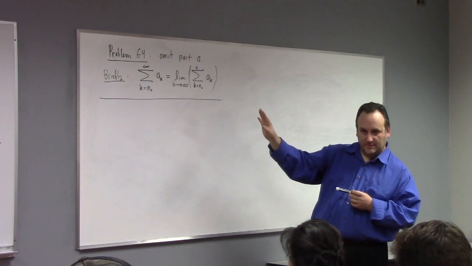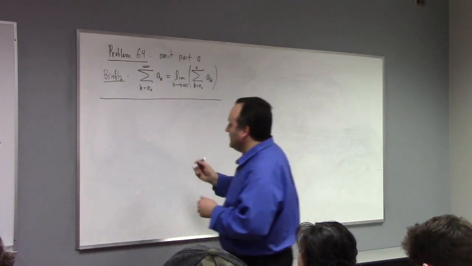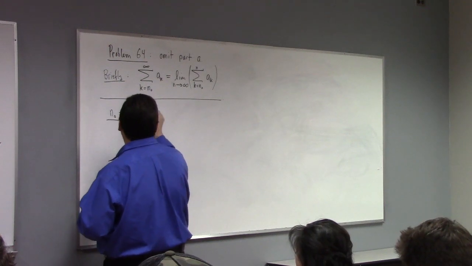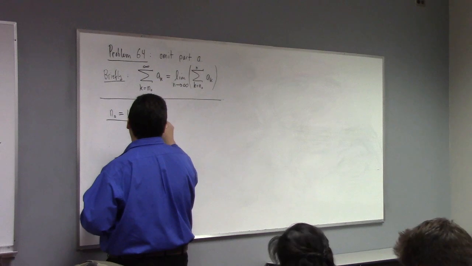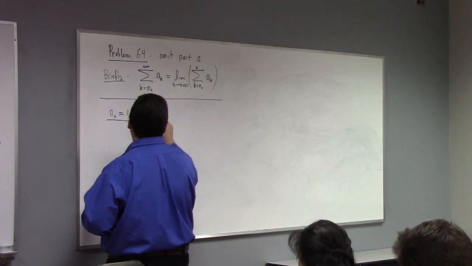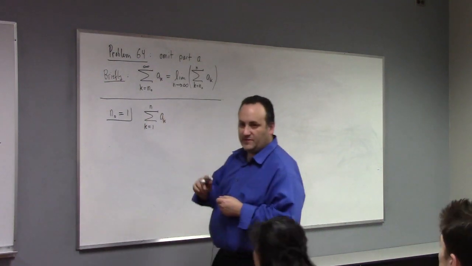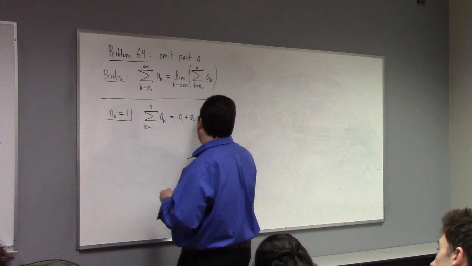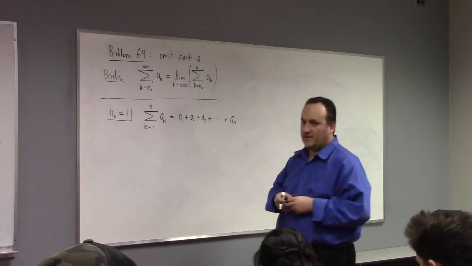So let me just strip off the n naught here for a second and make our life a little bit simpler. If n naught is equal to 1, as is often the case, we're looking at the sum k equals 1 to n of a sub k. That would be your nth partial sum, right? What's it look like? a1 plus a2 plus a3 plus up to a sub n, all right? So a lot of times that's what we're up against.